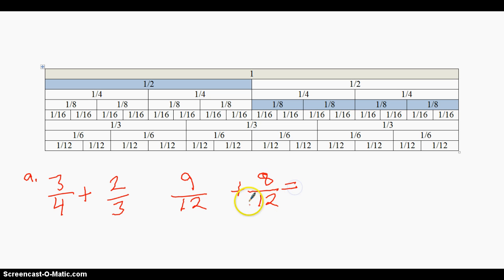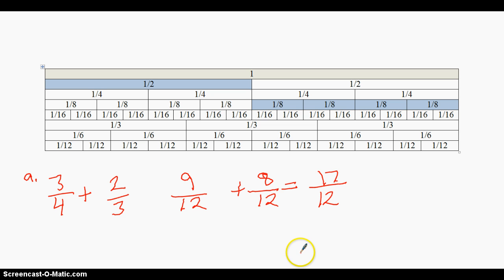So what we have here now are like denominators, and my denominators are not going to change. I'm not going to say 12 plus 12 equals 24. I'm just going to say 12. Now 9 plus 8, that's going to give us 17. What we have now is an improper fraction.